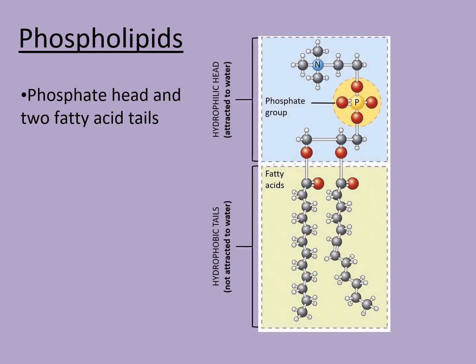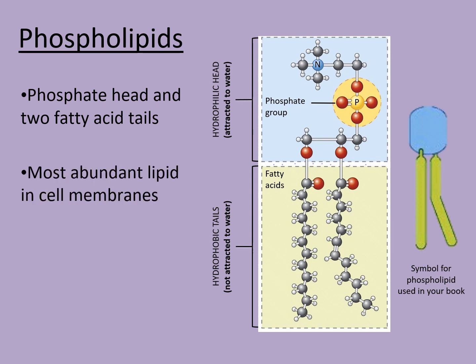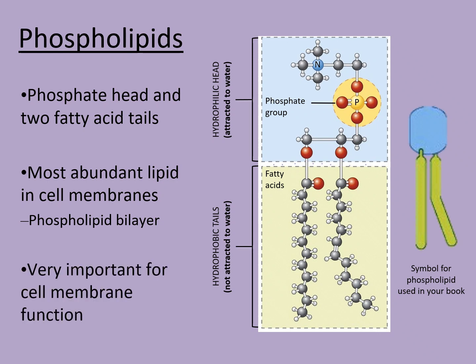Phospholipids are what I was talking about earlier with the cellular membrane structure. We have phosphate heads and 2 fatty acid tails. Over here on the right, this is the symbol for the phospholipid that we use in the book. You can tell they have a hydrophilic head, they love water, and a hydrophobic tail that is a water hater. It tries to get away from it. They're the most abundant lipid in the cell membranes. You have a phospholipid bilayer, so there are 2 layers of these to get into the cell. It's very important for cell membrane function.